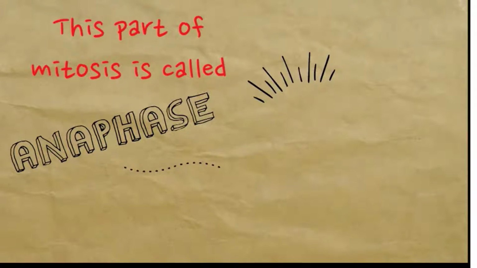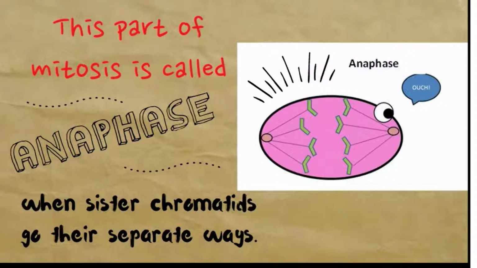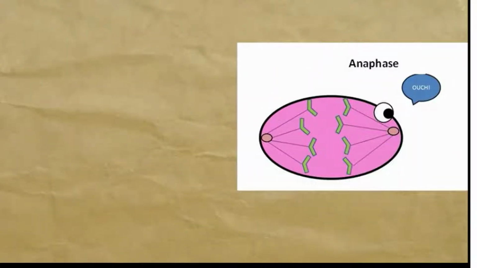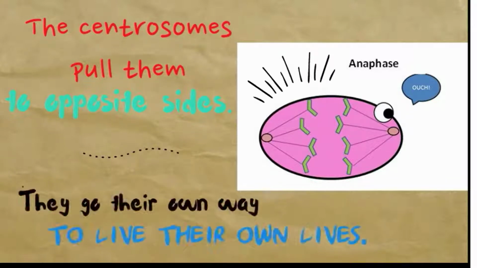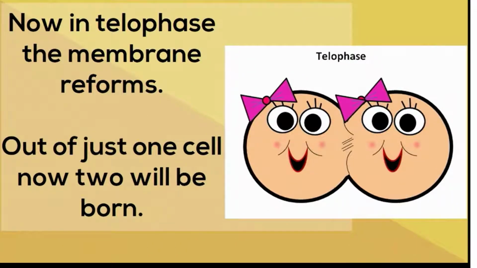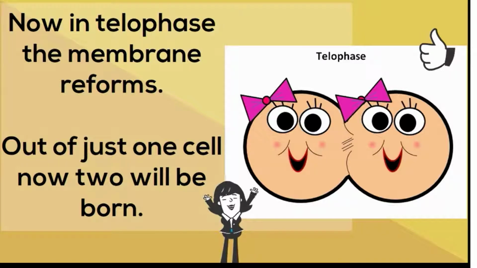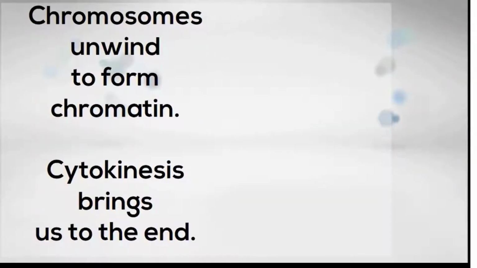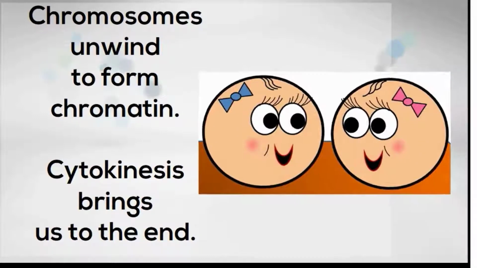This part of mitosis is called anaphase, when sister chromatids go their separate ways. The centrosomes pull them to opposite sides. They go their own way to live their own lives. Now in telophase, the membrane reforms. Out of just one cell, now 2 will be born. Chromosomes unwind to form chromatin. Cytokinesis brings us to the end.